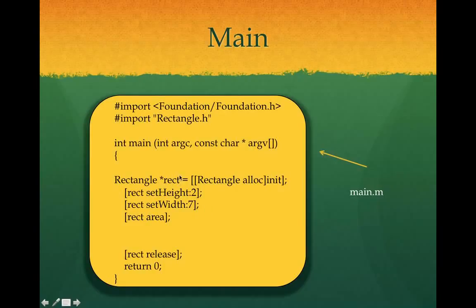Now, whenever we use a rect, we allocated some memory for it, so we have to release it at the end. So our rect is released at the end. Whenever you use any instance, you have to release it when you're not using it anymore, and the return 0 is for the int main. So I guess that this is all for classes, and in the next video we will be learning more about Objective-C.